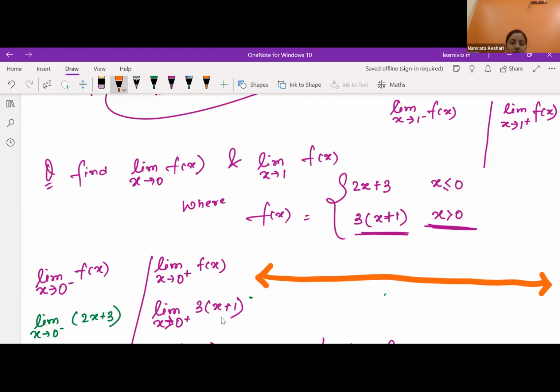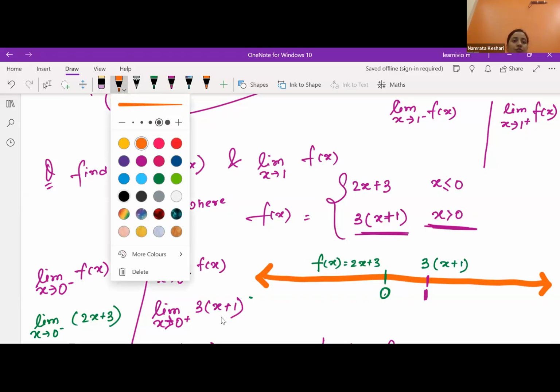Yes. See this orange color line. Okay, it is a real line. I am just making 0 over here. And towards the left of the 0, the function f of x is 2x plus 3. And towards the right of the 0, the function f of x is 3 times x plus 1. Now we are checking the limit at 1, right? Yes. And we are trying to check what is happening towards the left of 1, towards the right of 1.